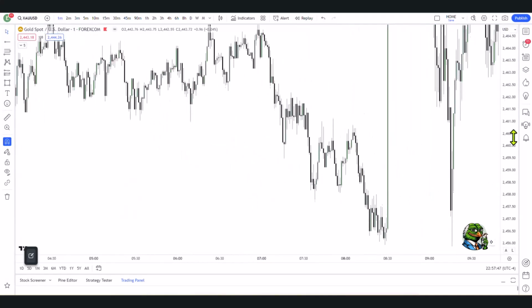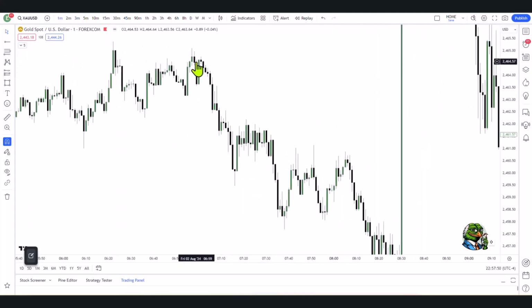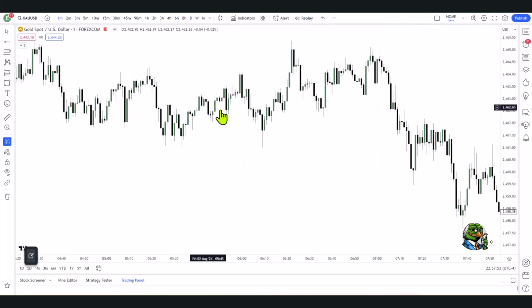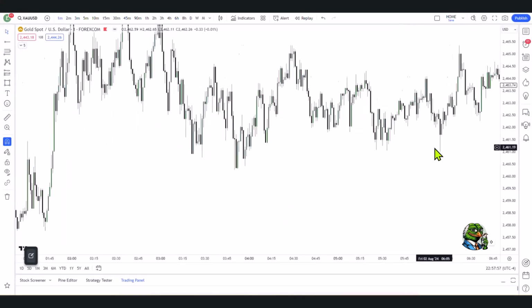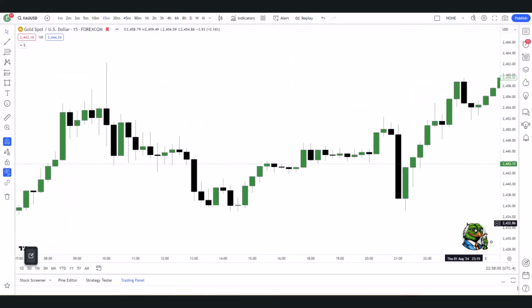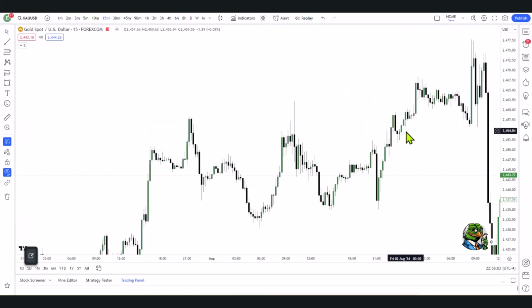The New York market, the New York session, opens at 7 a.m. Okay, so there's 7 a.m. Before 7 a.m. we're just chopping around. Look at that chop. All of London, we're just chopping around. And what is it actually doing? If I show you on a 15-minute chart, it's just creating liquidity. Look at that. All it's doing is creating liquidity.